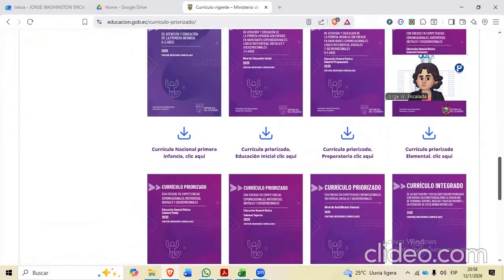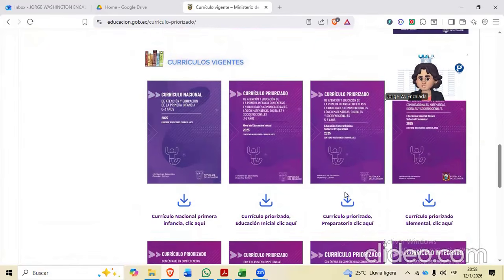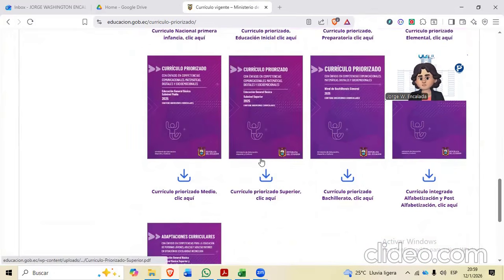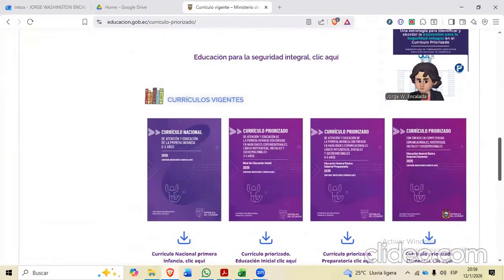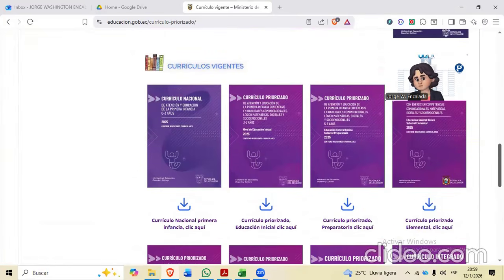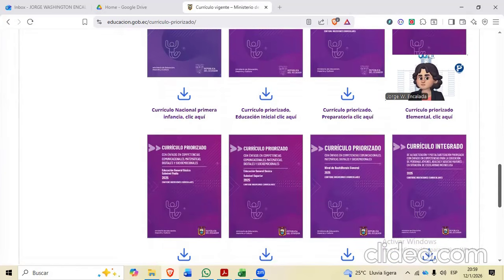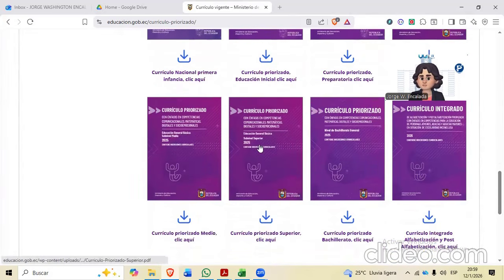And this is what I was talking about. So we begin here with preparatoria, and we have there elemental. We also have media, superior, and bachillerato. And you have other programs. And remember what I told you. Yes, here we have the first childhood curriculum, and we also have the initial one, but those ones are not mandatory. Remember that, okay? And so I am gonna begin to work with the one from Superior, okay? I am gonna choose Superior as an example.